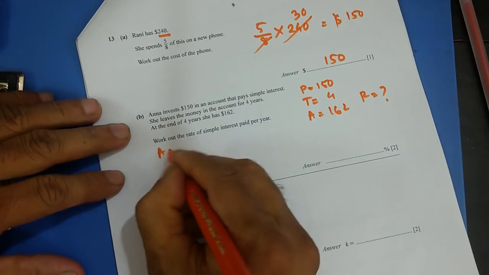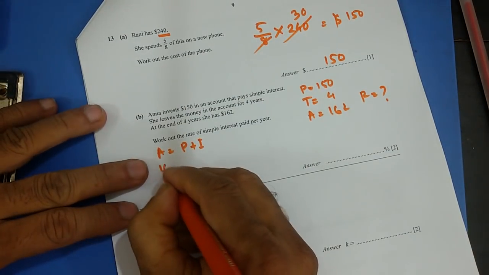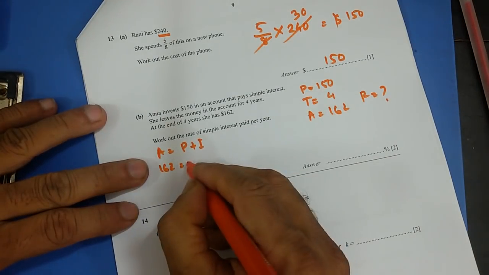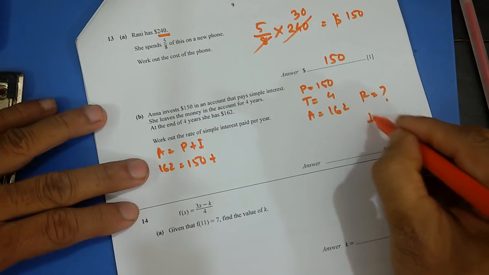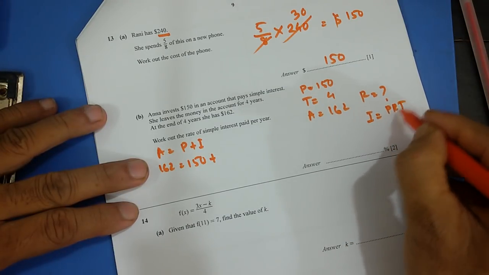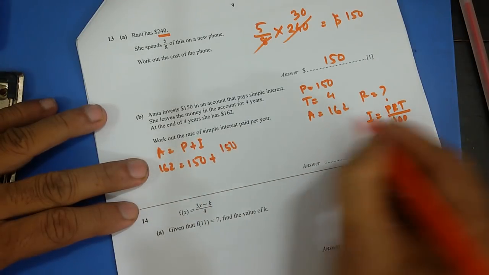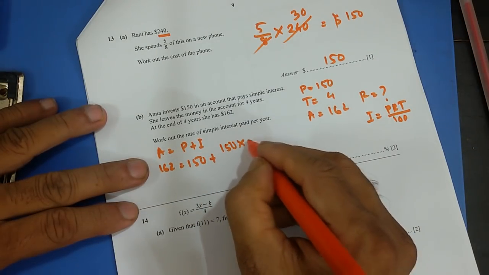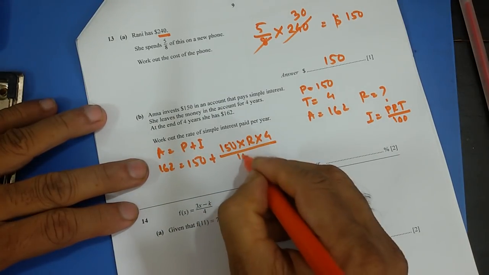Now amount, we know that is principal plus interest. Now amount is given, 162. Principal is 150. And the formula for I is, let me write that down, PRT over 100. Now P we know, 150. Then R we don't know. That R we have to find out. Time we know, 4, and divided by 100.